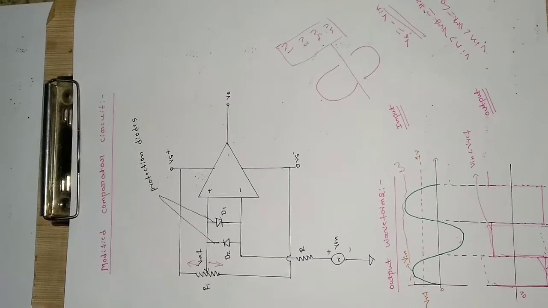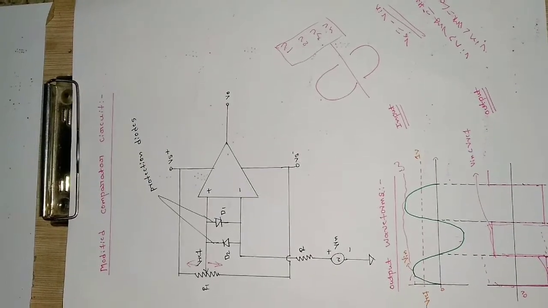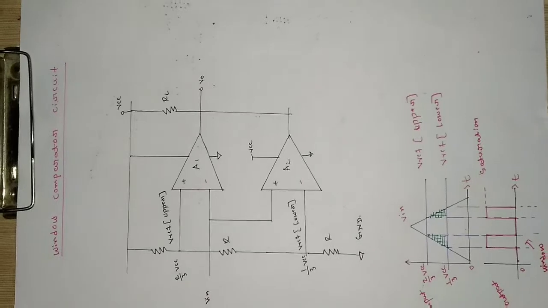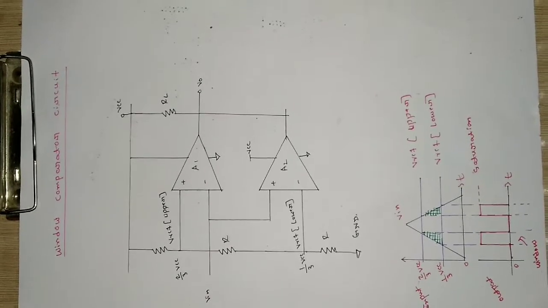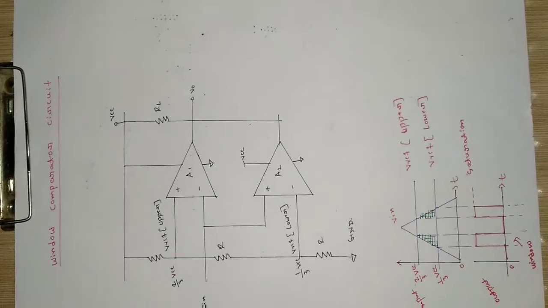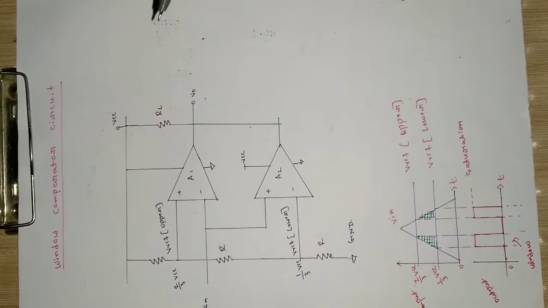So this is how we can modify the comparator circuit to get better results. Whatever we have discussed until now is enough for our comparator discussion, but this is just extra material which we can discuss. So what is this circuit? It is a window creator circuit.